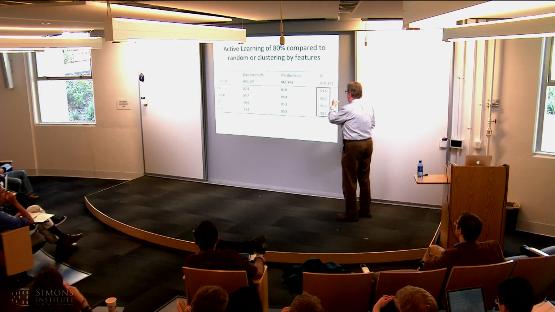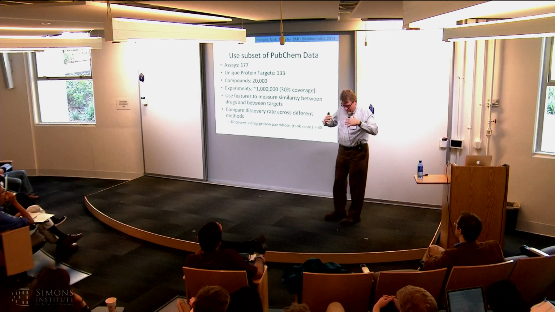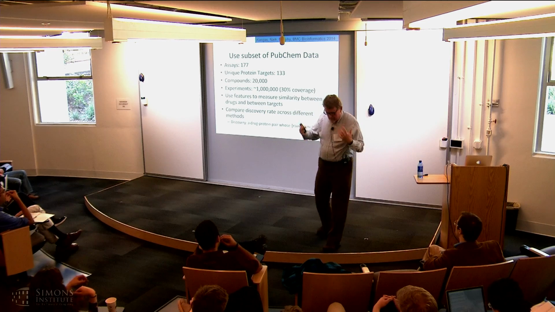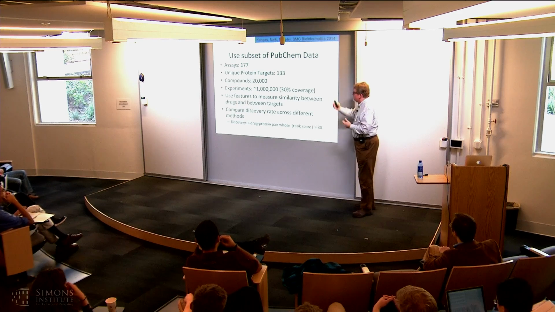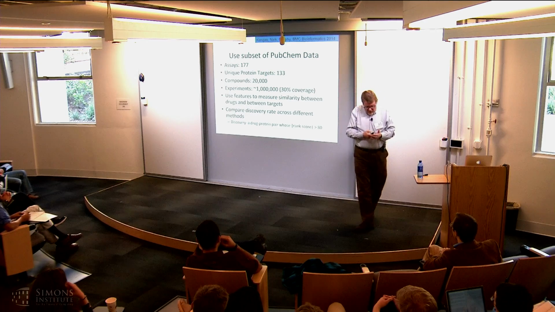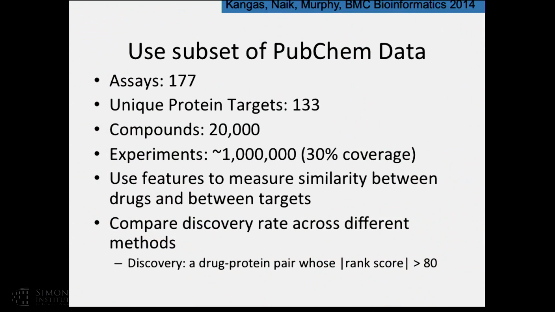Right. Okay, so now we were trying to extend this to something closer to the real problem. And of course, part of the problem is what data do we have? It turns out there's a database called PubChem, and there we created a subset of that data which had many more targets and many more compounds. However, not all the experiments had been done. There was a lot of missing data. But there were chemical similarity features to use to measure similarities between drugs and between targets.